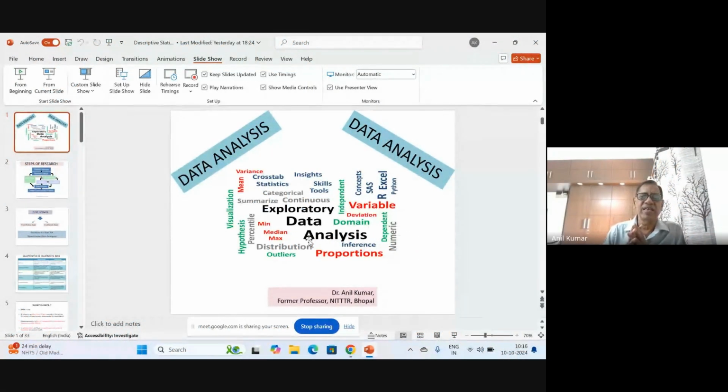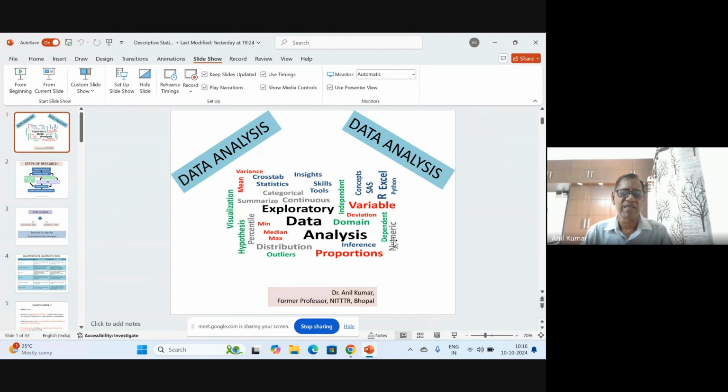Data analysis is there. Now we will be talking of data analysis. I think this figure is telling you many things about data analysis: variance, mean, cross-tab, stat, insights, skill, tools, categorical data, summarization, continuous variable, independent variable, deviation, domains, dependent numeric, and all sorts of things. Some you might already know, some you will like to know afterwards also. So gradually we will be building upon that.